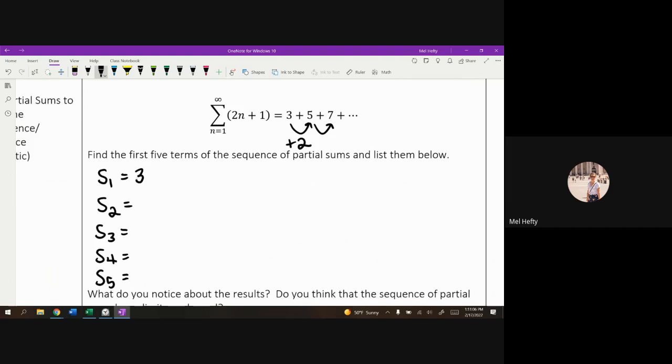So 3. Now I'm going to take the first 2 terms and add them together. 3 plus 5 equals 8. What's S sub 3 going to look like? 3 plus 5 plus 7, or 8 plus 7, which is 15.